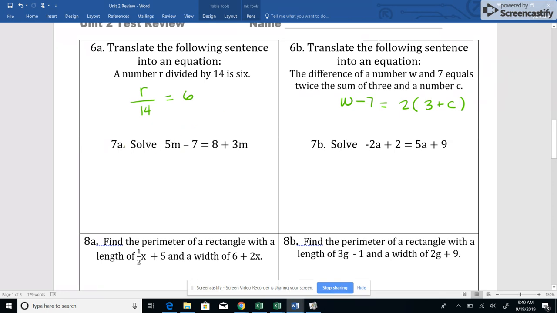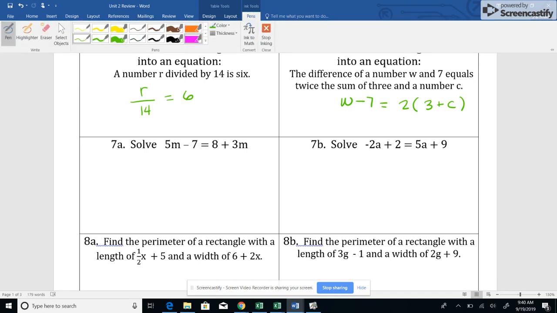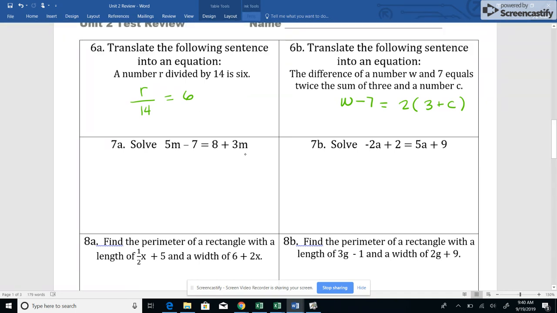Okay, 7. We have variables on both sides again, but no distributive property. So all we need to do is start by moving our variables to the left side. I think I'm going to stay with this lime green. I like it. Okay, moving our variables to the left side of the equation.